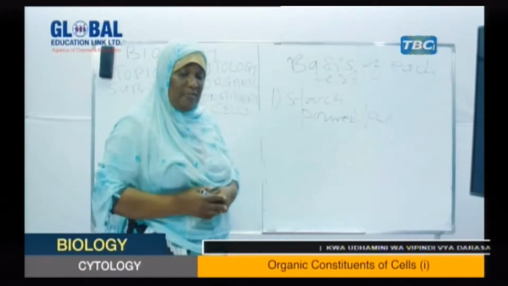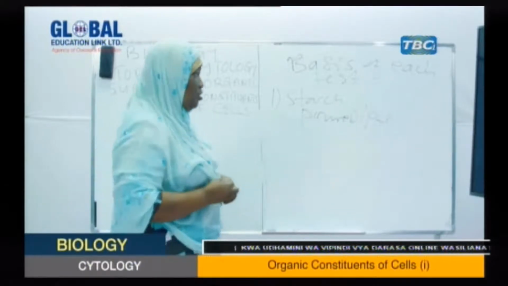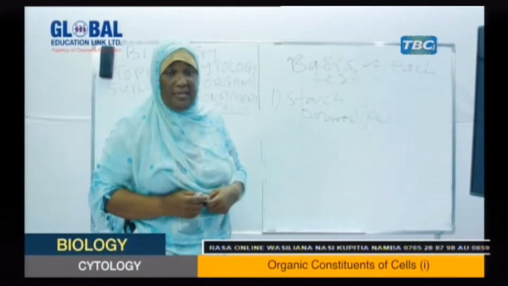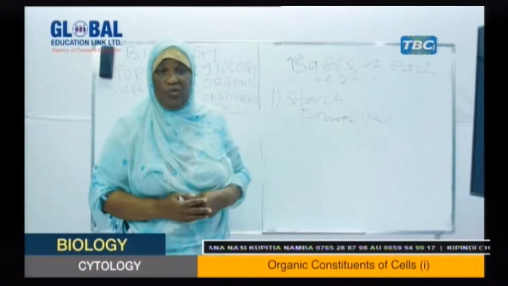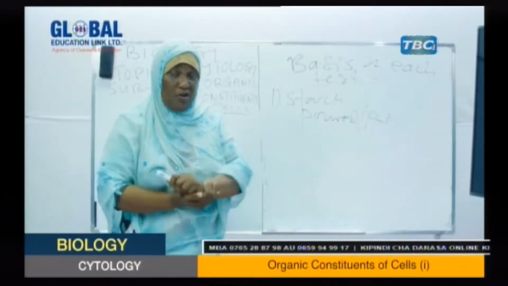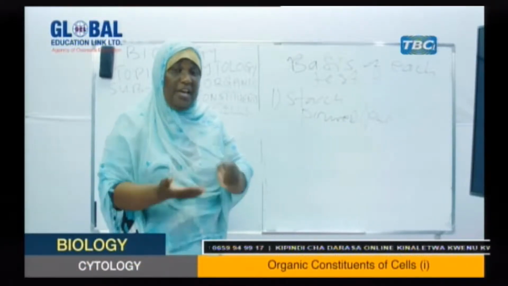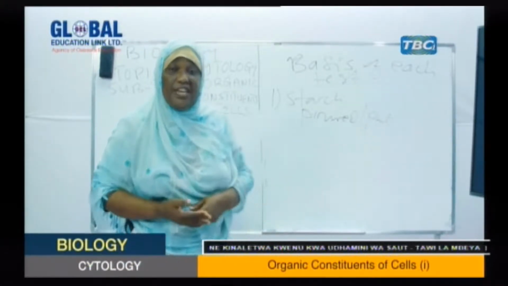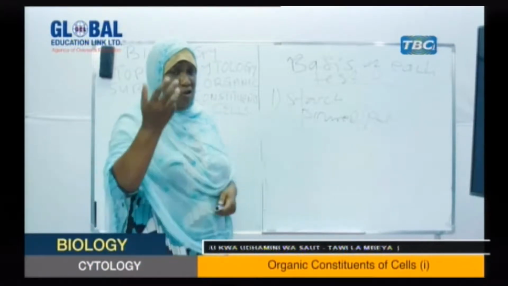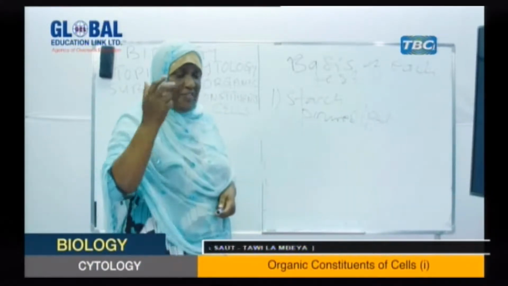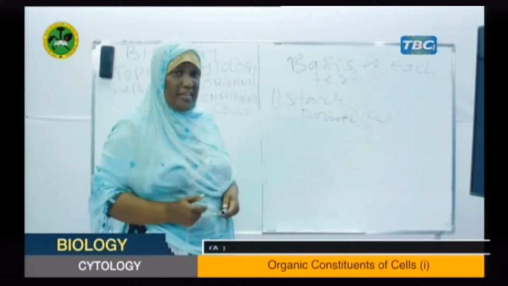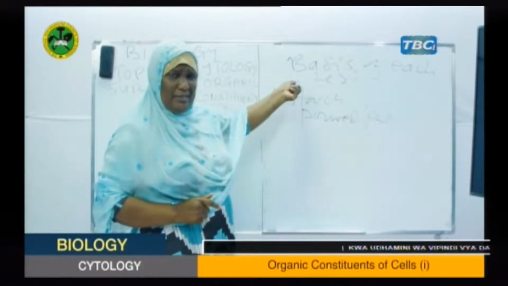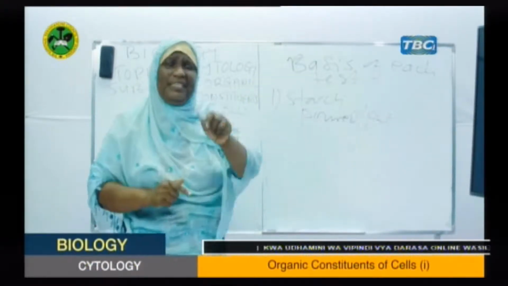You also know the observation. Let's say the observation is blue-black coloration was observed in a test tube containing solution A. Inference, you know. For instance, you may say starch is present. So you know procedure, observations, and the inference. But the question is, what is the basis of that test?